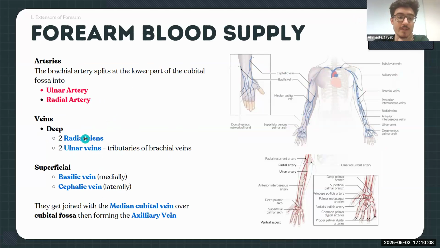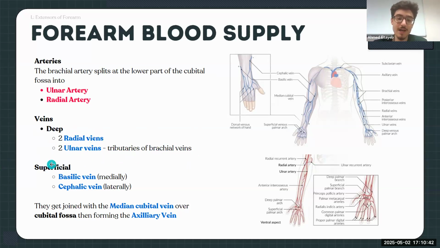But when we talk about the veins, we have deep veins and superficial veins. What you see normally, like when you go out in the sun and you see veins over your arm, these are the superficial veins. And then you're going to have accompanying veins to the arteries, which are the radial and the ulnar veins. So you're going to have 2 of each. And they're going to be tributaries of the brachial veins. Afterwards, they're going to form the brachial veins.